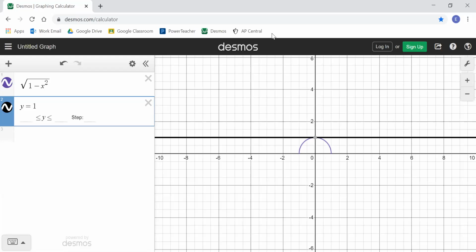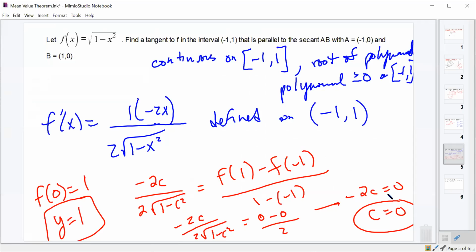All right. Yeah, so we went through and we found c equals 0. c equals 0 tells us the x value at which this parallel line occurs, and then we plugged 0 in here to find the actual point 0, 1. Any questions or issues on that?